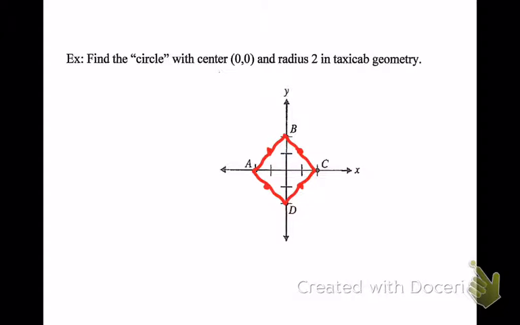What are some other possible points on this circle? So we have points positive negative 1, positive negative 1. What would be some other points? Can anybody give me another example of a point on the circle?